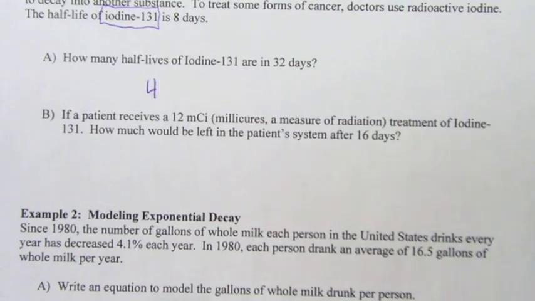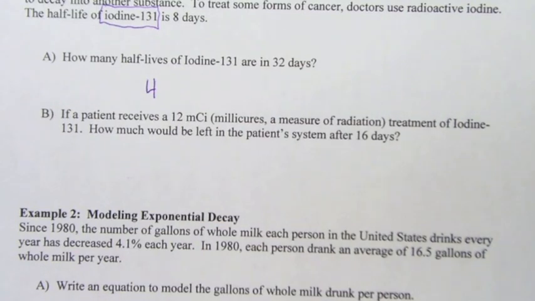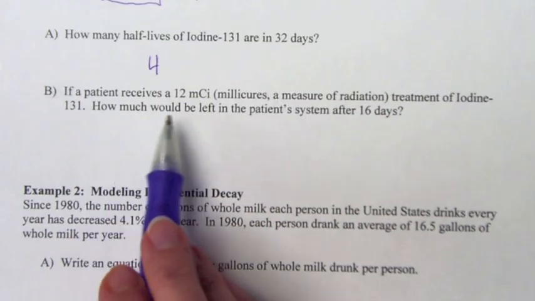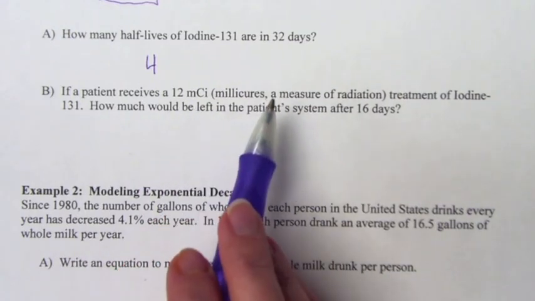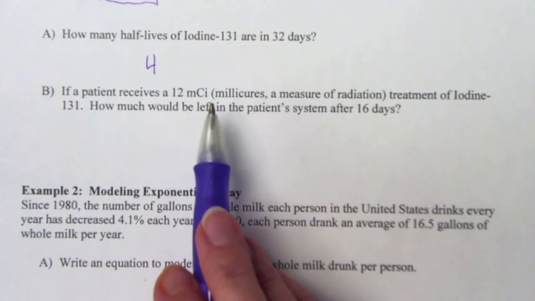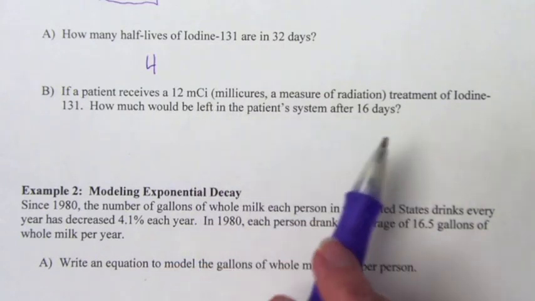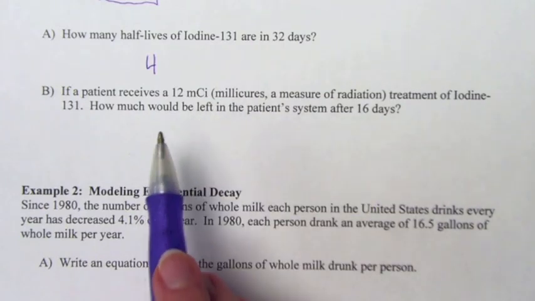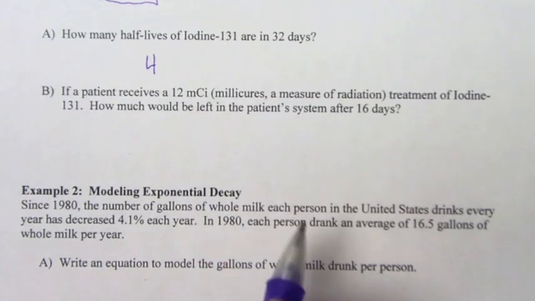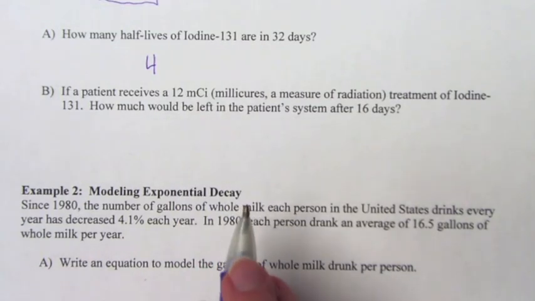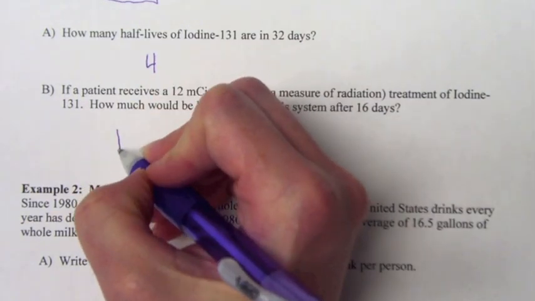So now let's look at an example with a number here. If a patient receives 12 mCi, mCi is just a unit of measurement for radiation. Let's say they get a 12 millicurie treatment of iodine-131. How much would be left in a patient's system after 16 days? How many half-lives is 16? 2 half-lives. So here's how I visually represent it.